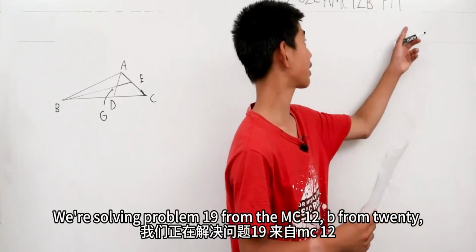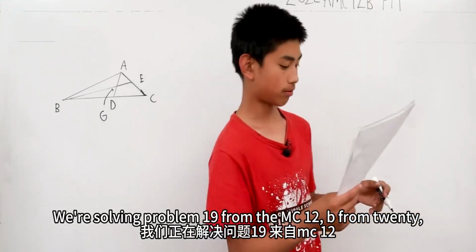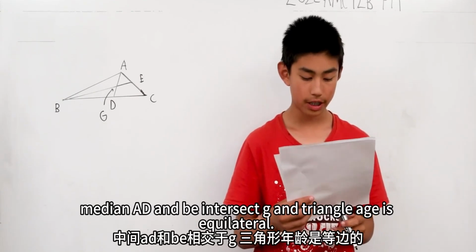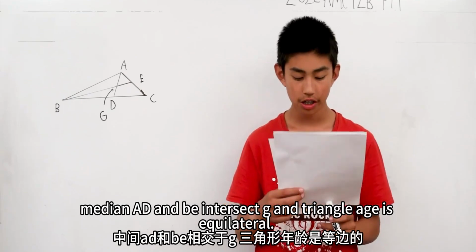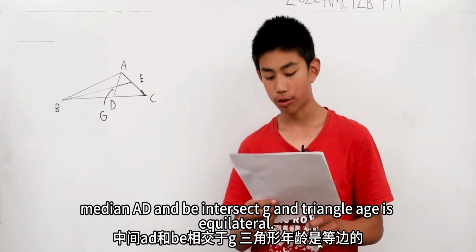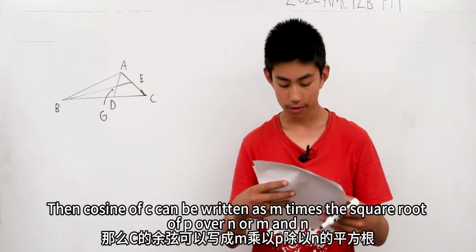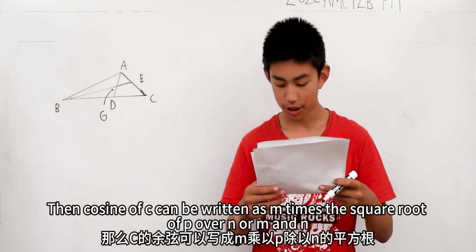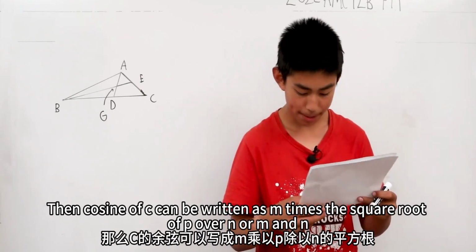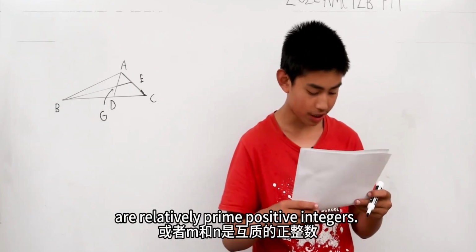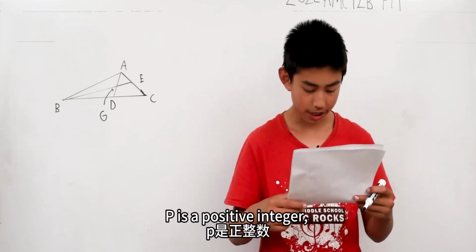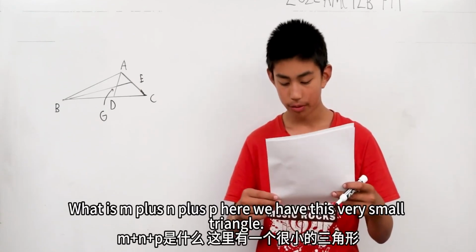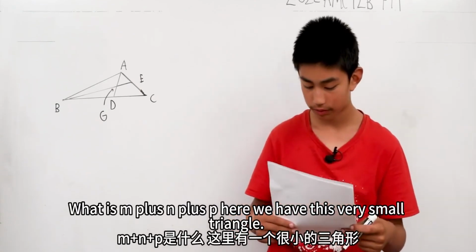We're solving problem 19 from the AMC 12B from 2022. In triangle ABC, medians AD and BE intersect at G, and triangle AGE is equilateral. Then cosine of C can be written as m times the square root of p over n, where m and n are relatively prime positive integers, and p is a positive integer not divisible by the square of any prime. What is m plus n plus p?